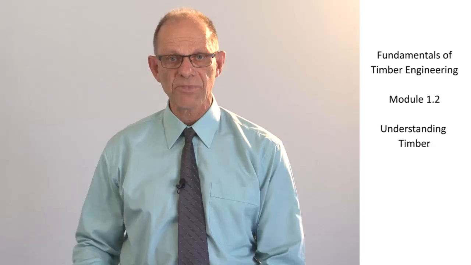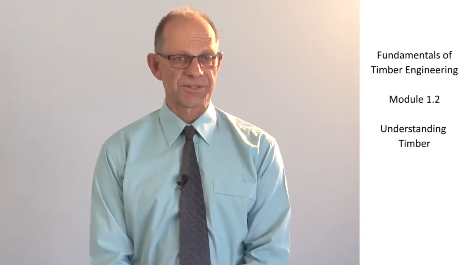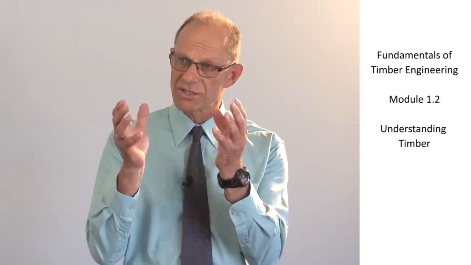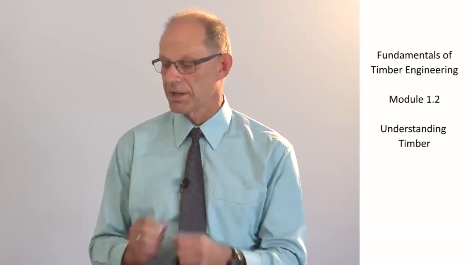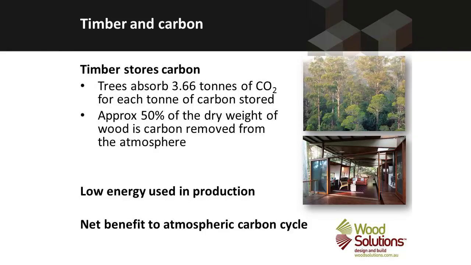Firstly, carbon. Trees make use of photosynthesis to take carbon dioxide out of the atmosphere, and it locks the carbon away inside the trunk of the tree. That trunk becomes timber, and the wood cells become the structural timber that we use as structural engineers. About 50%, about half the weight of the wood in a piece of timber is carbon, and that carbon has come out of the atmosphere.